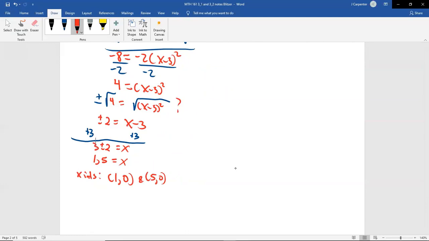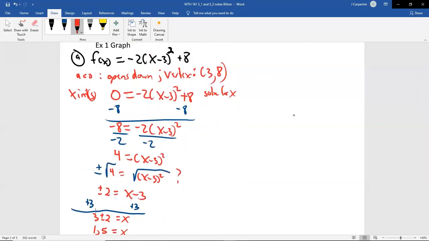And if you don't trust this, plug in 1 to the original function and you'll get 0. 1 minus 3 is -2. -2 squared is +4. 4 times -2 is -8. -8 plus 8 is 0. Boom. Works.